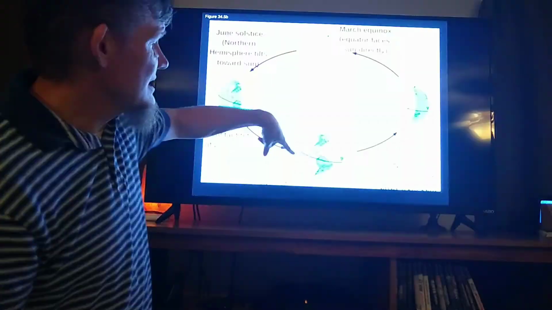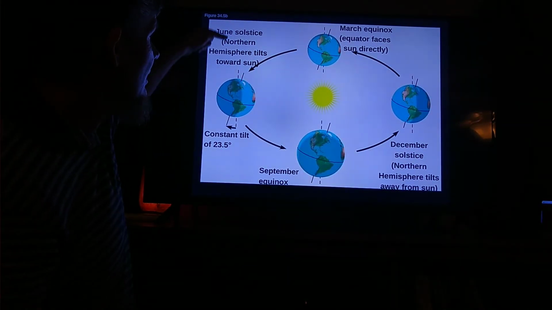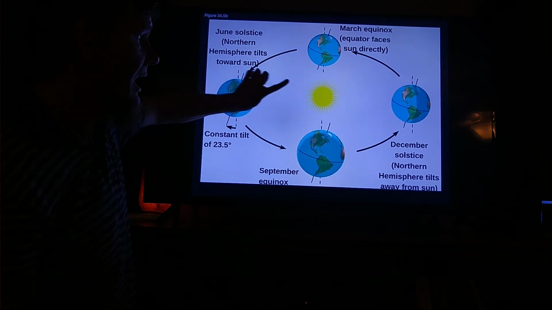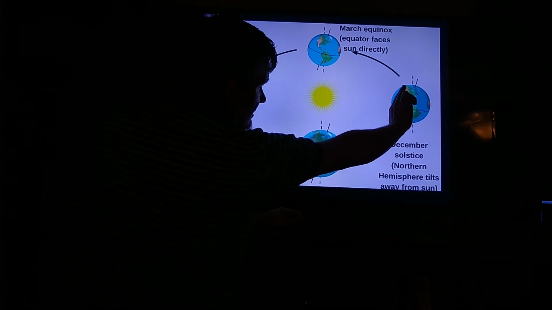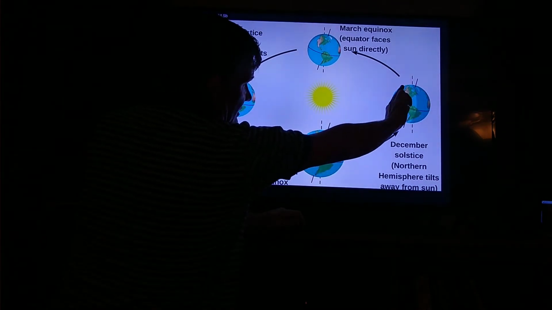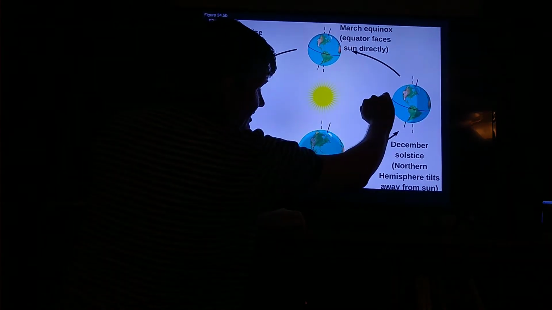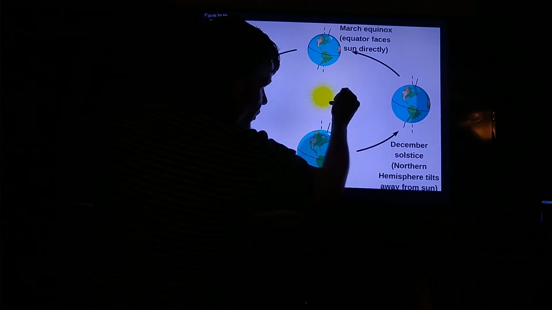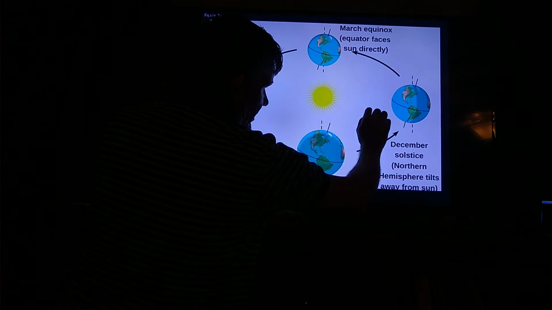Here's the sun. Here we see that tilt, right? So in June, the northern hemisphere is tilted towards the sun, so it's hot. In December, the Earth is tilted away from the sun, so it's cooler for us. Again, the energy is spread over a larger area because we're tilted away. The southern hemisphere is tilted towards it. It's more direct, so therefore it is warmer.